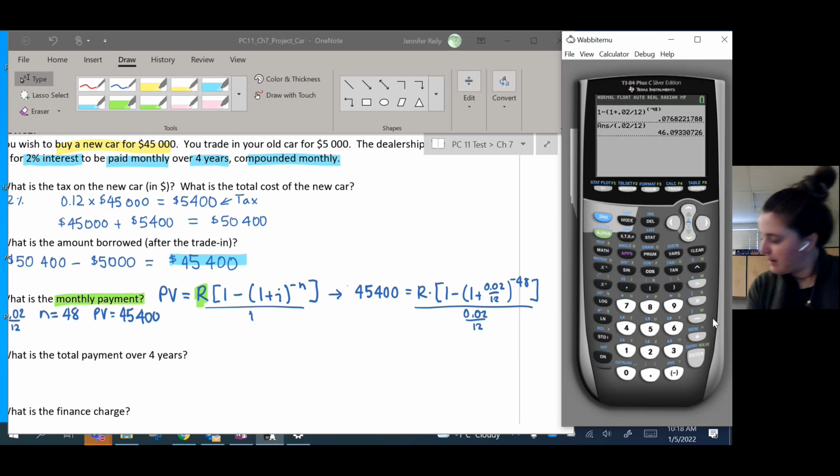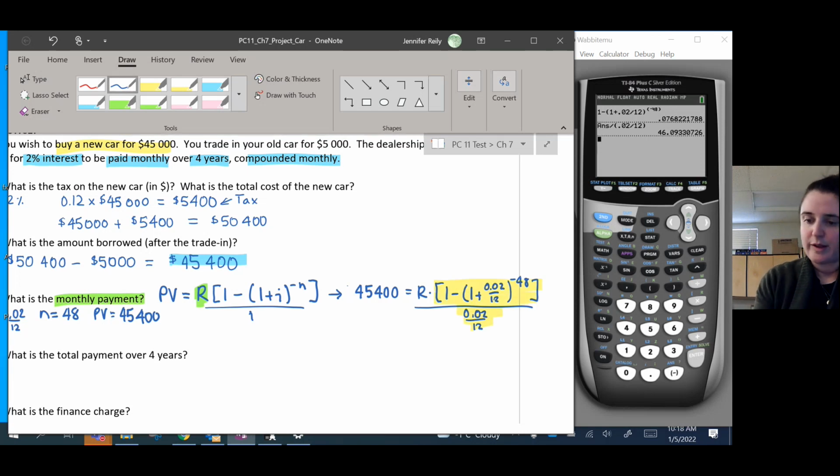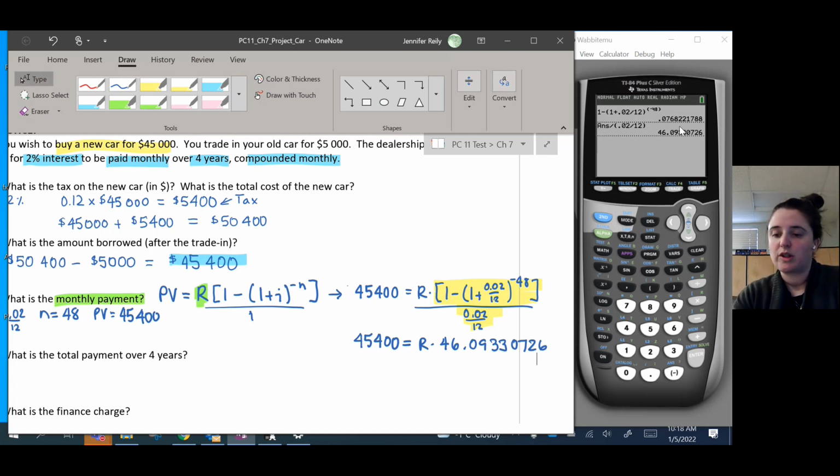Okay, so this whole thing that I'm highlighting is equal to 46 point, and then all those decimals you see on the screen there. So I'm going to write that down. 45,400 equals R times 46.09330726. Now don't delete this from your calculator because we'll just use that button and we won't have to retype all those numbers again in a second.